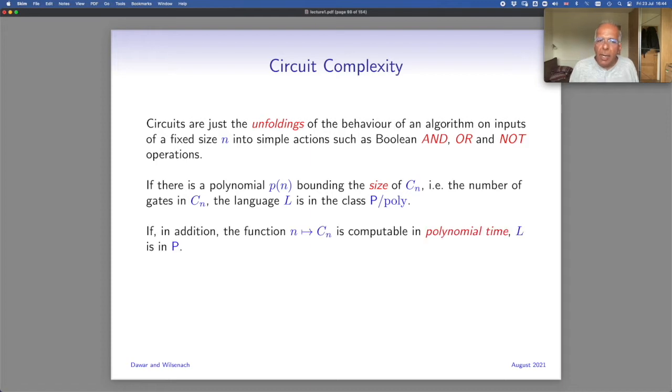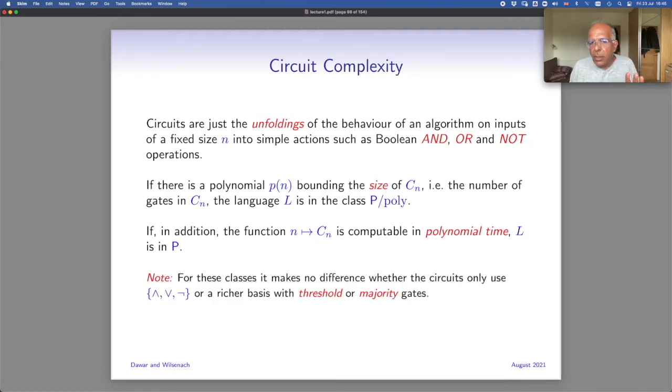To get decidability, we can put in the additional condition that the function which, given n, produces the circuit is itself computable in polynomial time. And then this is a characterization of P. So P is the class of those languages for which there's a polynomial time computable function which, given n, will give a circuit of size C_n, whose size itself is bounded by a polynomial in n, which is necessarily the case if this is computable in polynomial time, such that this family of circuits decides exactly this language L.